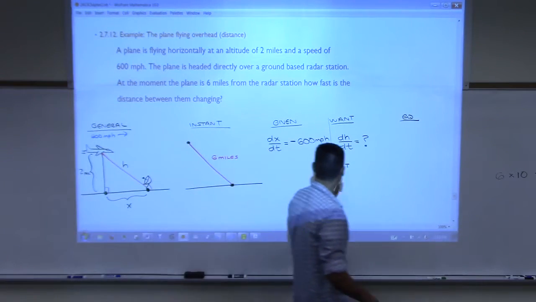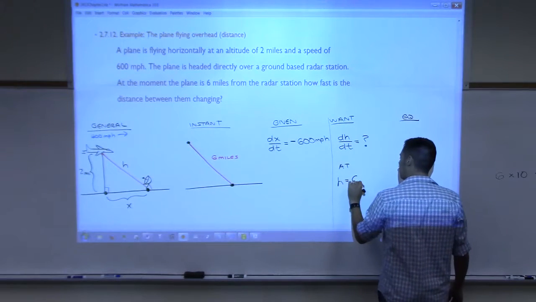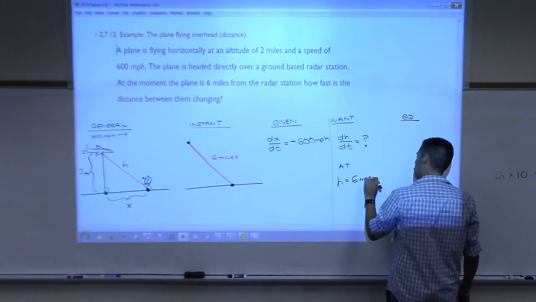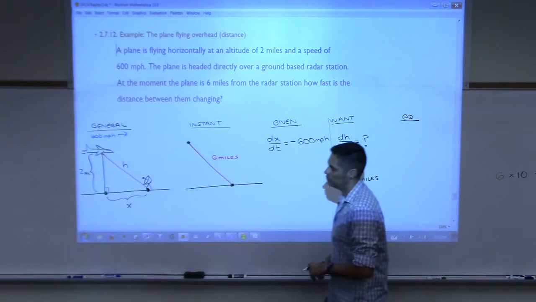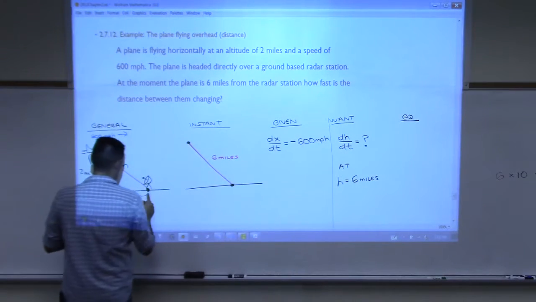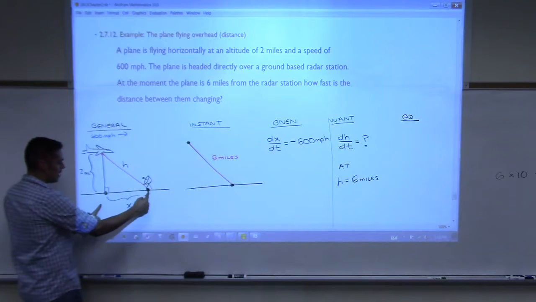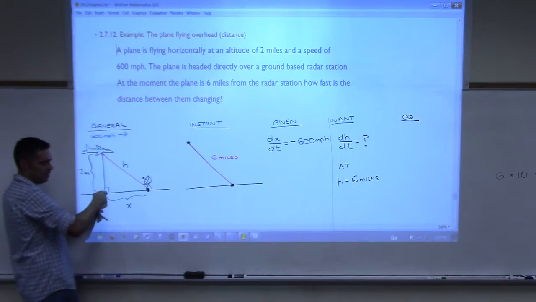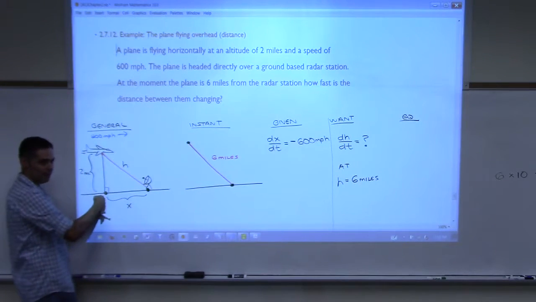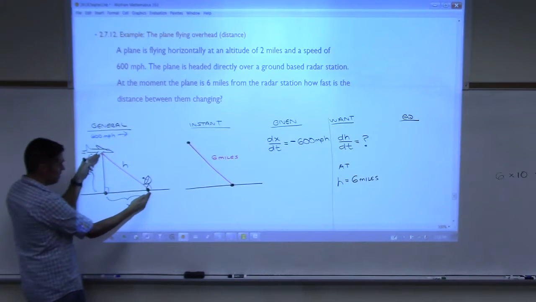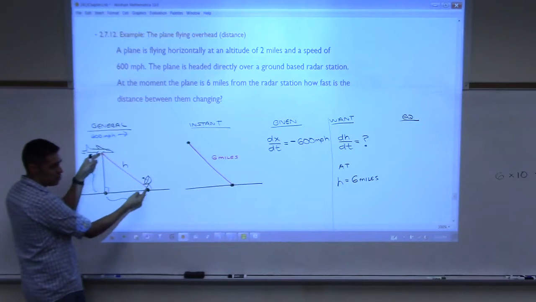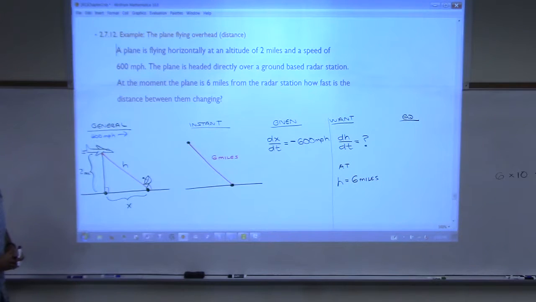Why is it not x is 6 miles? Because that's the biggest mistake students make with this. That's not the distance. The distance between them is the distance between them, not the distance between the radar station and its projection straight down, right? That's x, this is h. I want to know how fast that's changing. With me?